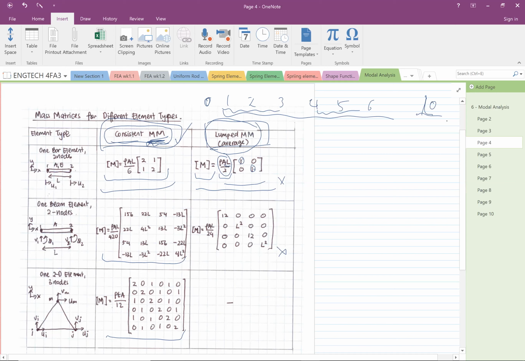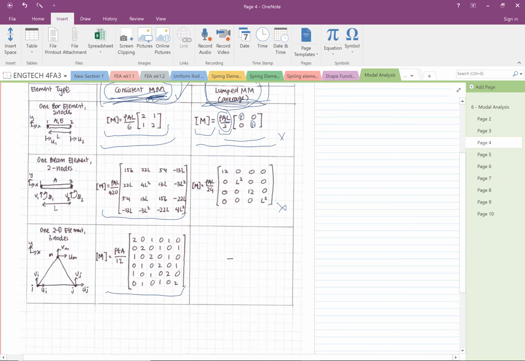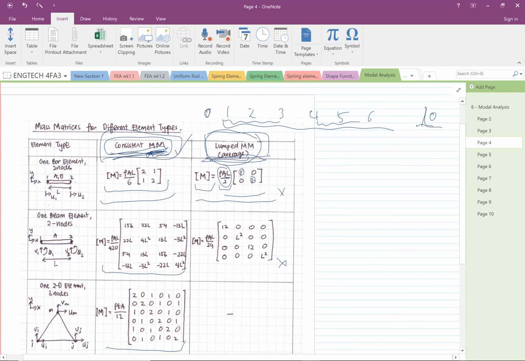Can you imagine that? Did I explain that well? To be exact, the consistent mass matrix is more realistic. The lumped mass matrix is just an assumption, that all the weight goes to both ends. If you need a quick analysis, you can do it, but seriously, the consistent mass matrix is more realistic. Now we have defined all these things. Let's see how we use them.